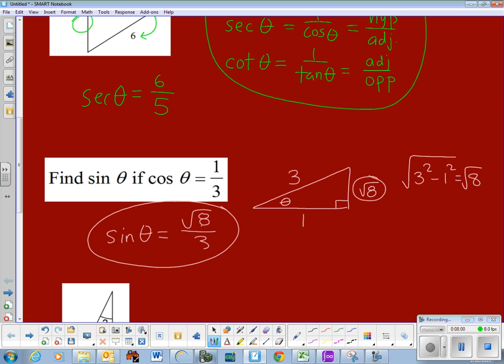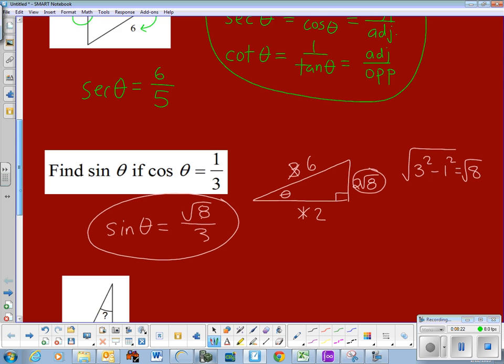Okay? So I wasn't looking at a triangle. I wasn't given an angle. I was just given another ratio. If you're given a ratio, you're given 2 side lengths. And by the way, this could have been 2, 6, and 2 times the square root of 8, and nothing is changing. All right? So that's a style of question.